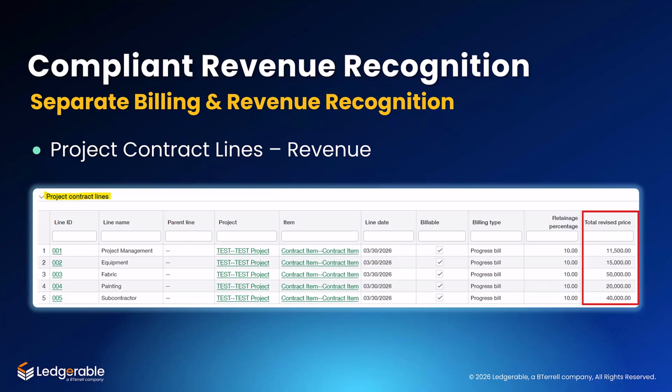Originally, this line may have been set at $10,000. And from the change order we just discussed, we added an additional $1,500. So now the total revised price for this line becomes $11,500. This represents the total revenue for the specific part of the project. But again, that doesn't mean all of that revenue has been earned yet.